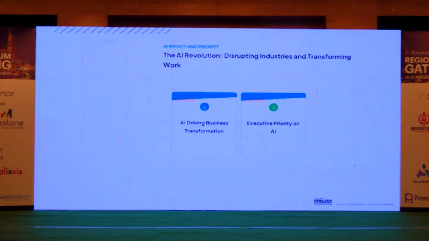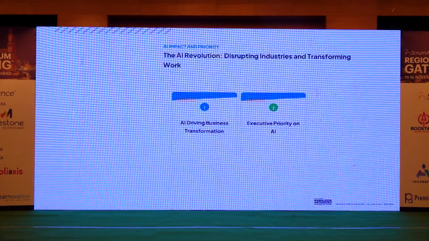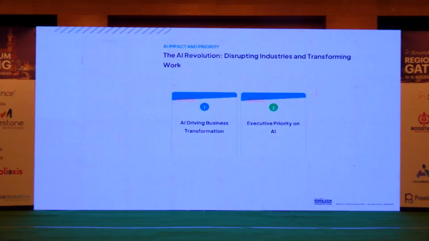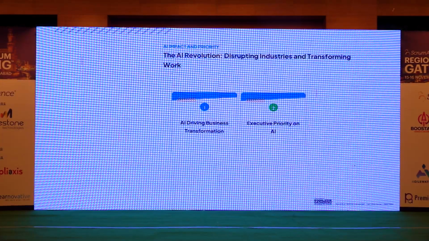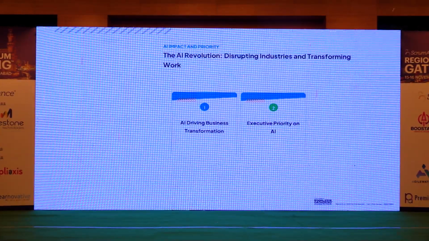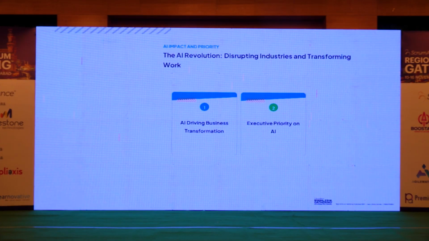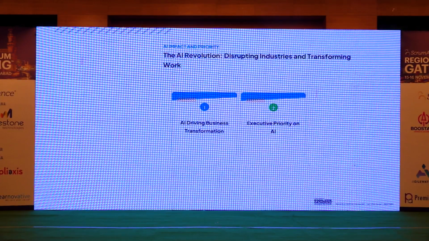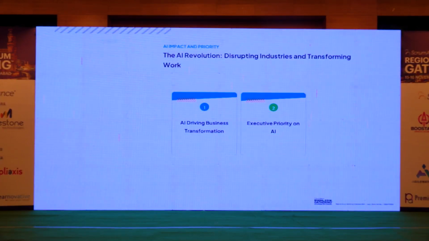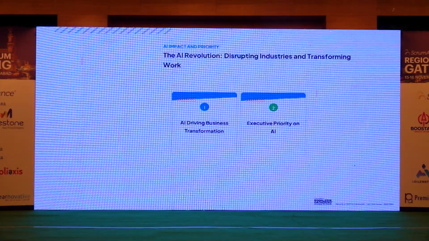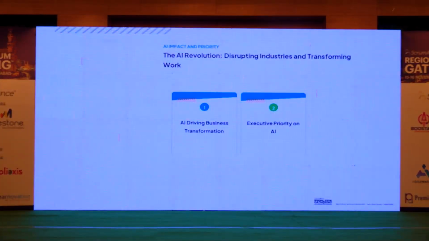Executive priority on AI, what does it mean? Can you guess what percentage of leadership think about and put their efforts on AI recently? Whoever tells right will get an applause. 60. Somewhere 90 I heard. Close. You are close to it. It's 85% of executive leaders who make sure that they focus on AI related programs.